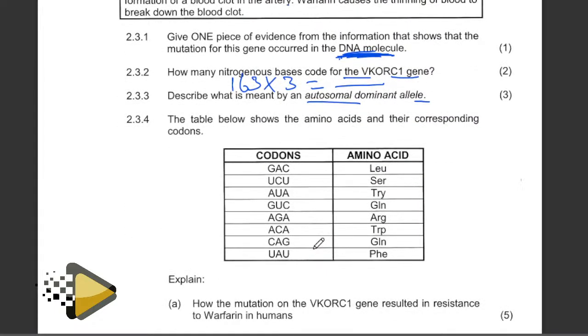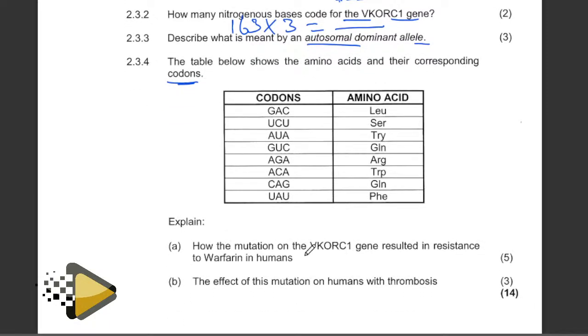Then they are saying that the table below shows the amino acids and their corresponding codons. Hey guys, when I was trying to explain these mutations to you, I told you that you need to take note of this. Yes, I said it. The table shows the amino acids and their corresponding codons. So this is messenger RNA, because they said codons. They didn't say transfer RNA or anticodon.